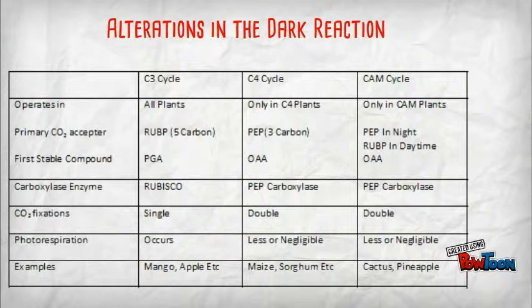In C4 plants such as maize, sorghum, etc., there is an alternative pathway of the Calvin cycle taking place during the dark reaction. In here, carbon dioxide is let in at early morning. In the C4 cycle, the first stable compound is a 4-carbon compound, namely oxaloacetic acid, hence it is called the C4 cycle. This pathway was observed by Hatch and Slack in 1966, hence the C4 cycle is also called the Hatch-Slack cycle.